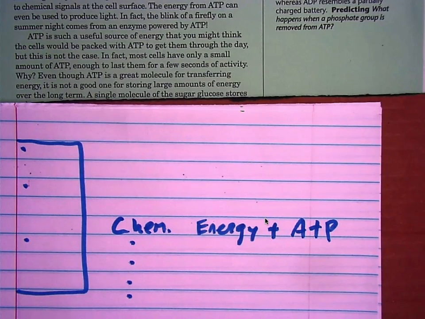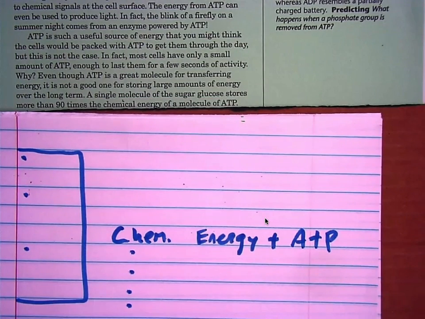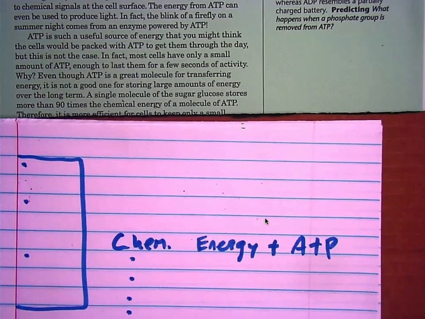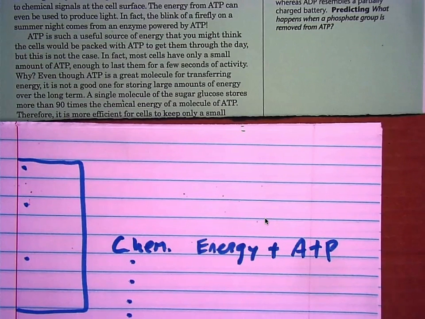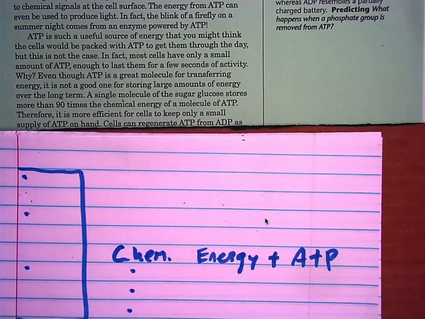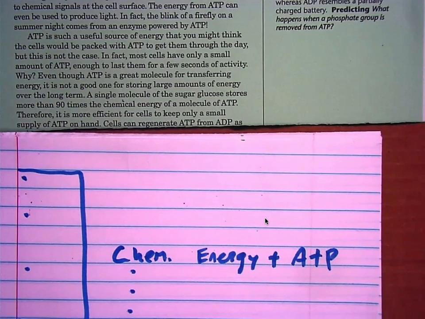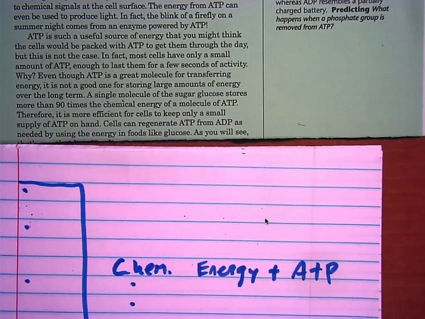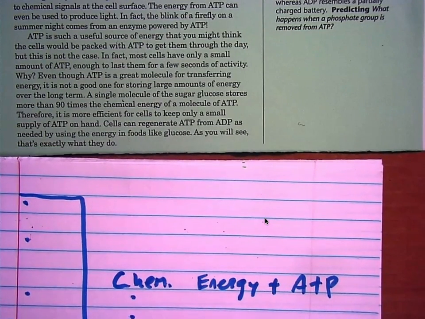A single molecule of the sugar glucose stores more than 90 times the chemical energy of a molecule of ATP. Therefore, it's more efficient for cells to keep only a small supply of ATP on hand. Cells can regenerate ATP from ADP as needed by using the energy stored in foods like glucose. As you will see, that's exactly what they do.